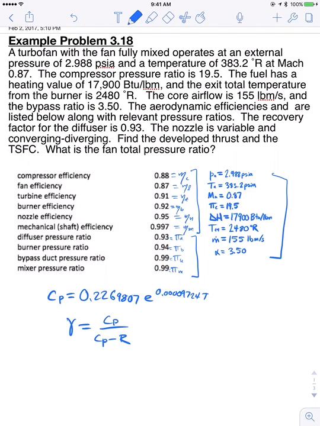So we're going to step through component by component, much like we did for the ideal engine, except of course we'll have extra loss coefficients thrown in, and we'll have to account for the fact that each component will have different air properties based on the local temperature of that component.